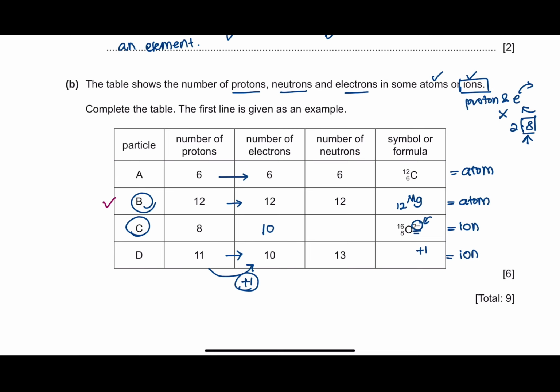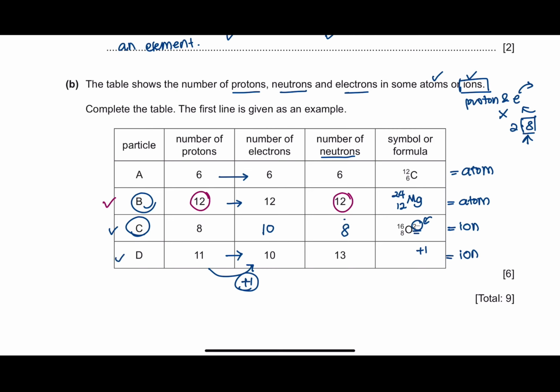number. However, we also need to write our nucleon number, and nucleon number is the sum of protons plus neutrons, which will give us 24. Now let's solve particle C. Particle C has already completed the symbol and formula for us, and all we have to do is find the neutron number. The neutron number here would be the difference between our nucleon number, which is 16, minus our proton number, which is 8, so we would be getting a neutron number of 8.